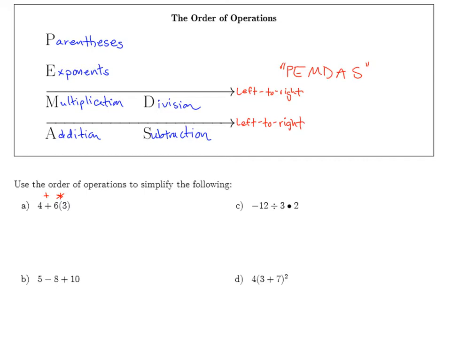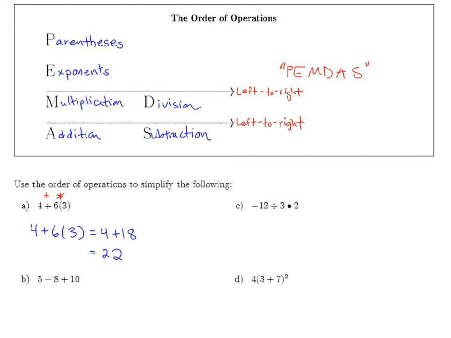So, looking at 4 plus 6 times 3, according to the order of operations, I will do multiplication first. I will do that before addition. So 4 plus 6 times 3 becomes 4 plus 18. I compute 6 times 3 as my first step. And now I simply have addition, so I'll add 4 and 18 to get 22.